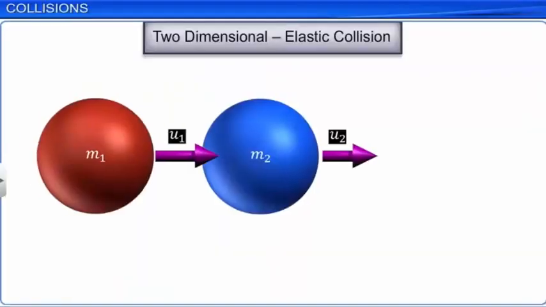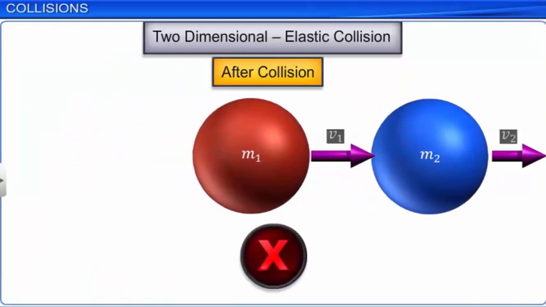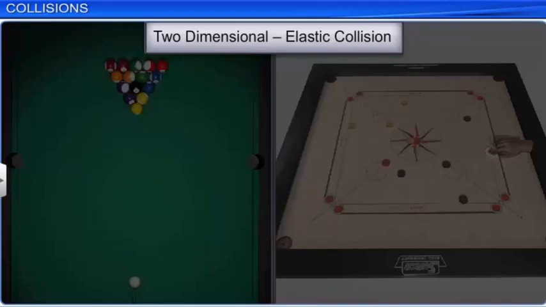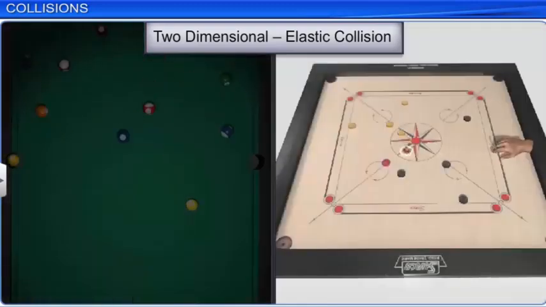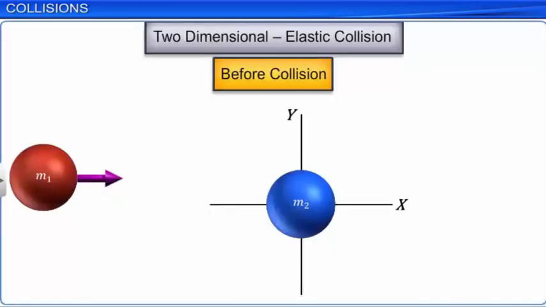In a real-life situation, we do not encounter collisions where bodies before and after colliding move along the same straight path. They collide in two dimensions, as usually observed in a game of billiards or carom. Consider an elastic collision in two dimensions, where a body of mass m1 with velocity u1 along the x-axis collides elastically with a body of mass m2 at rest. This implies that the velocity of m2 before collision, u2, is 0.